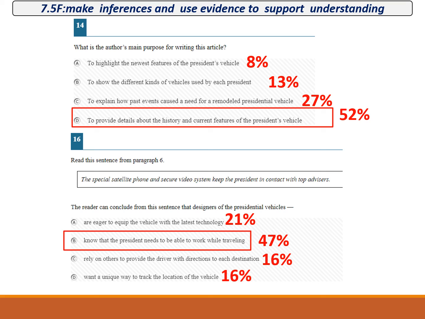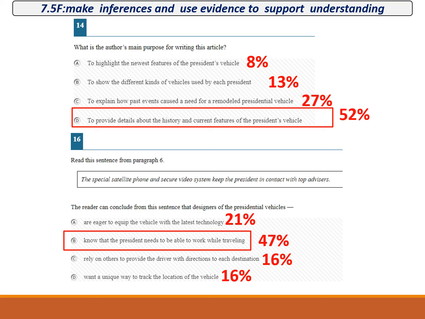Let's look at 16. It reads, read this sentence from paragraph 6. The special satellite phone and secure video keep the president in contact with his top advisors. 47% of students chose the correct answer, which was B. 21% were distracted by choice A. So I'm thinking that more than likely students were distracted with the word technology here and connected it to the phone and the video system. Choices C and D are not related to the sentence provided in the question.